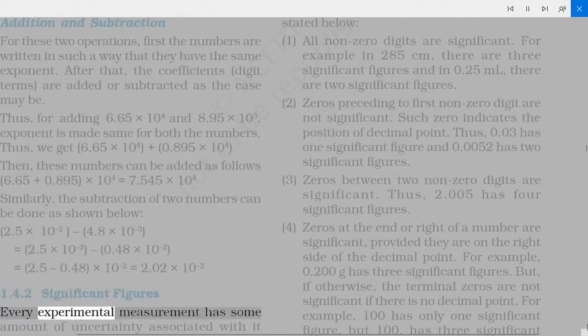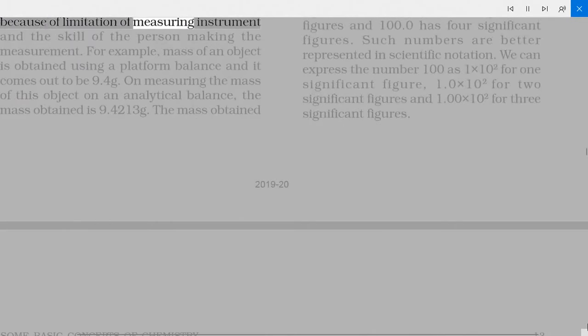Every experimental measurement has some amount of uncertainty associated with it because of the limitation of the measuring instrument and the skill of the person making the measurement. For example, the mass of an object is obtained using a platform balance and it comes out to be 9.4 g. On measuring the mass of this object on an analytical balance, the mass obtained is 9.4213 g.